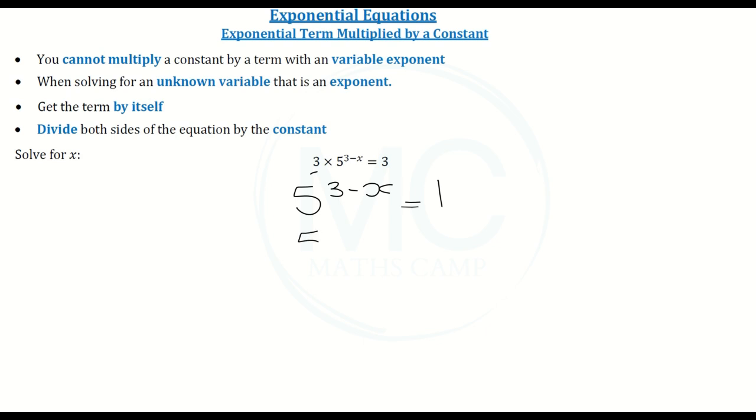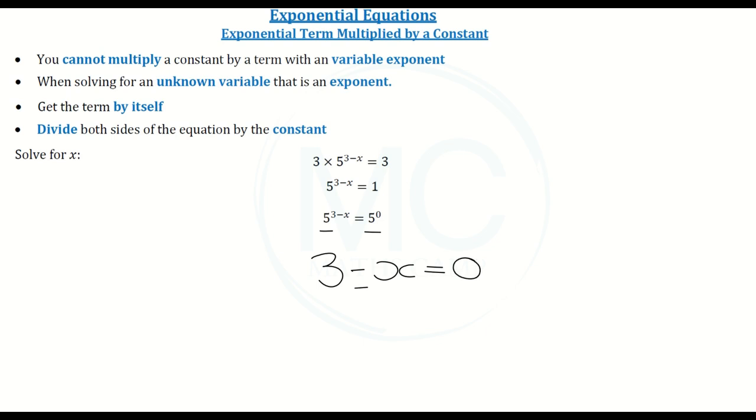So, on the left, we have 5 to the power of 3 minus x. 5 is our prime base. So on the right, let's put in 5 as our prime base. And we need to make it equal to 1. So we give it an exponent of 0. Now we have 5 and 5, which means our exponents will be equal. So we can say 3 minus x is equal to 0. To solve for x, let's move negative x to the right-hand side, and we see that 3 is equal to x.